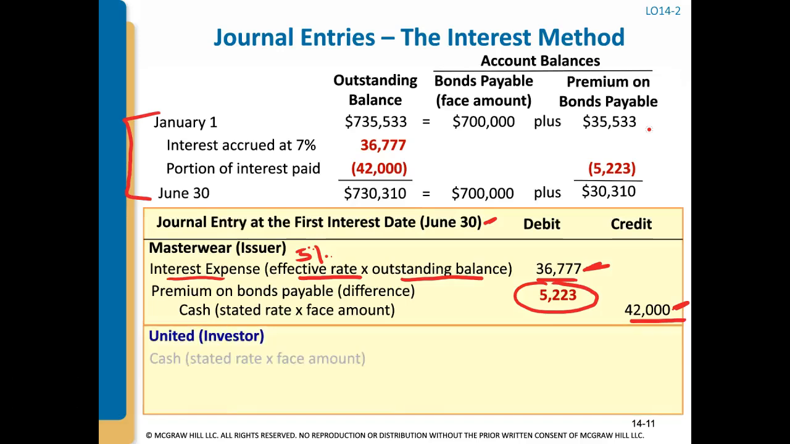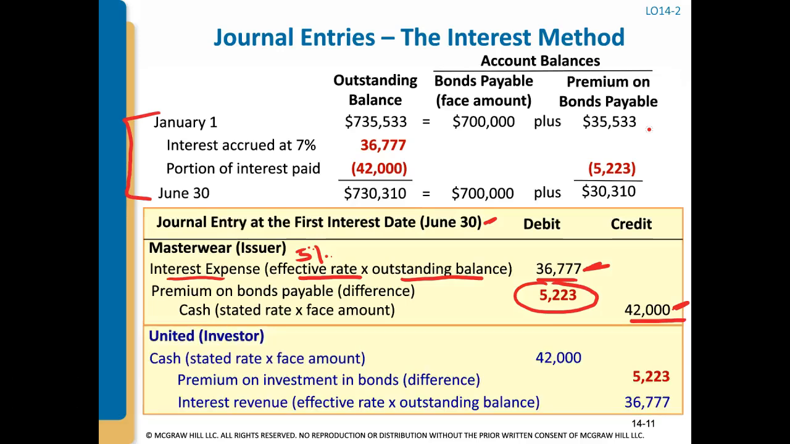On the flip side, for the investor, the bond holder, they received $42,000 of cash, and they need to recognize interest revenue for the $36,777. And they calculate it the exact same way. They take the effective rate, which is the market rate, times the outstanding balance at the beginning of the year. And then the difference is that they would credit premium on investment in bonds in their books.